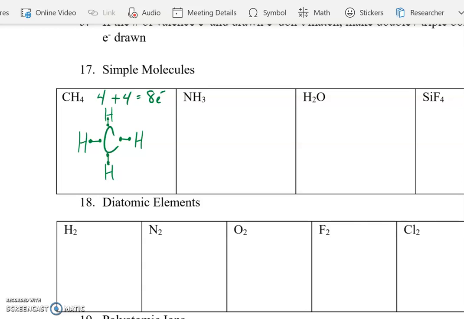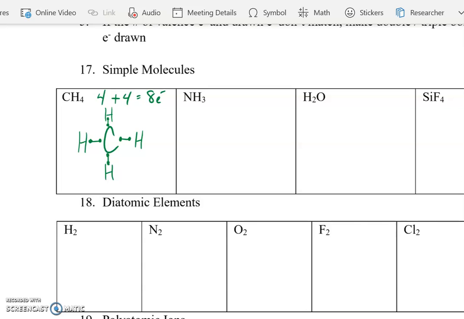Everybody's happy. Now, last step is to count and make sure that we have the right number of valence electrons total. So 1, 2, 3, 4, 5, 6, 7, 8. That matches very nicely, and so we've got our Lewis structure for CH4. Carbon in the middle, making 4 single bonds to hydrogen.